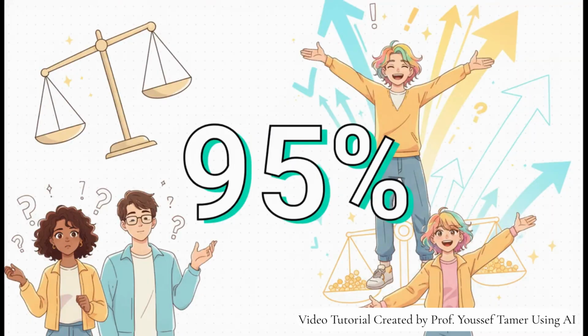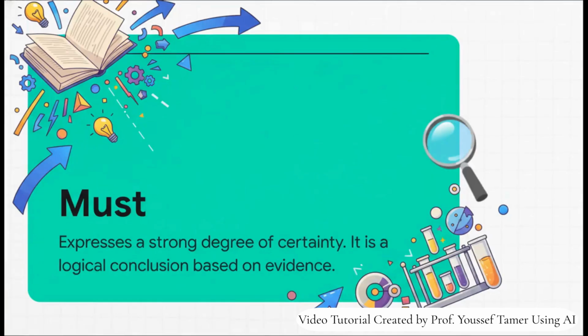And just like that, our confidence shoots way, way up. We've gone from a 50-50 shot to being like 95% certain. We're not at 100% yet because we haven't actually confirmed it, but we have a very, very strong hunch. Now, to express this new level of certainty, we need a new word. And that word is must. Must isn't for guessing. It's for making a logical conclusion based on evidence. It tells people that you thought it through and you've landed on the most likely answer.